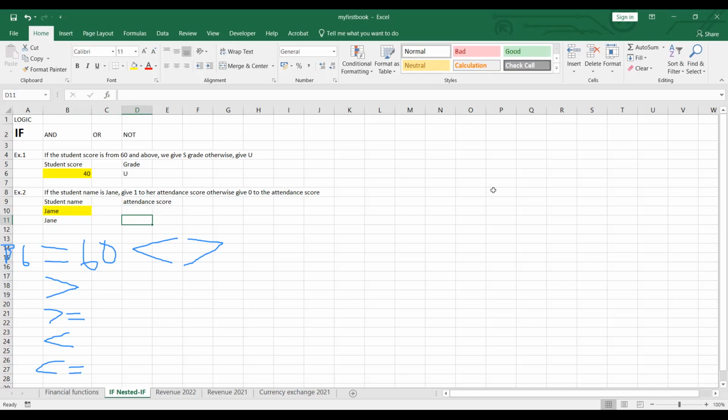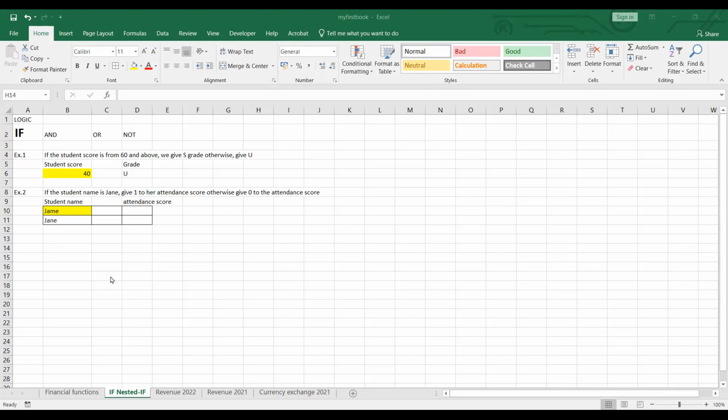So right now everyone just try to enter the formula for each function to find the attendance score for James and Jane. I give you 5 minutes to do this one. Okay, time's up everyone. So in this one, okay, let me see.